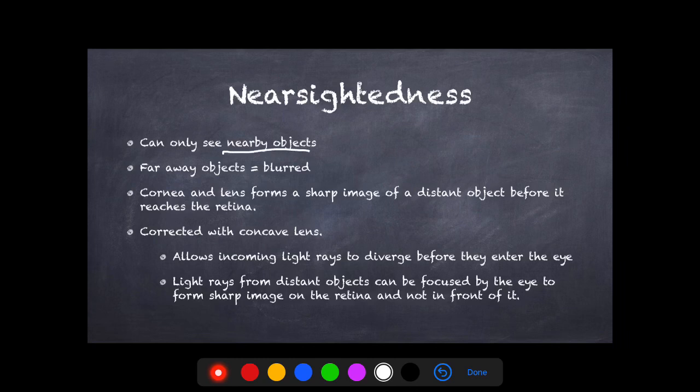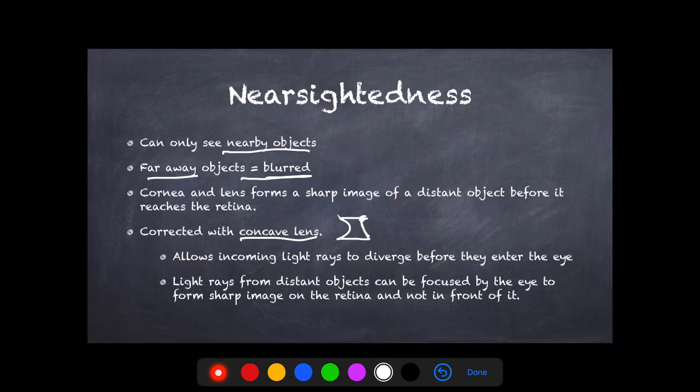Nearsightedness. This is when you can only see objects that are nearby. So farther away objects are blurry. Your cornea and your lens are going to form a sharp image of the object that is far away before it reaches the retina. I'll show you a picture of how this looks. But basically the way that you correct it is with concave lenses, which are lenses that cave in.